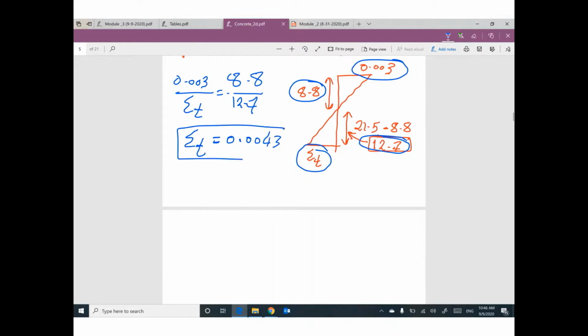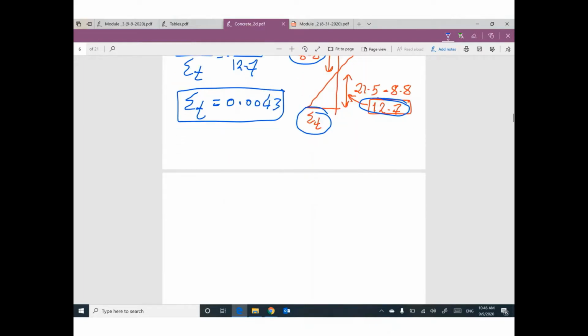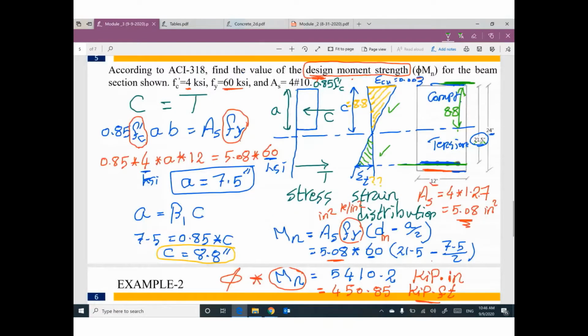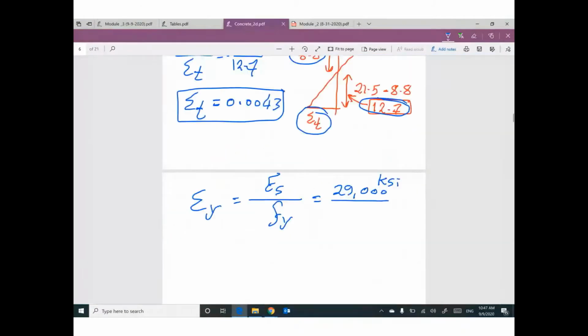By the way, epsilon yield equals E steel divided by F yield. Value of E steel, 29,000 if you are talking about KSI, 29 million if you are talking about PSI. Divided by F yield. Yielding is given in KSI. This is the reason why I use 29,000. So it's 60. So I can figure out the value of yielding.